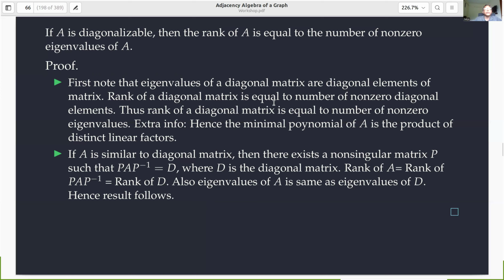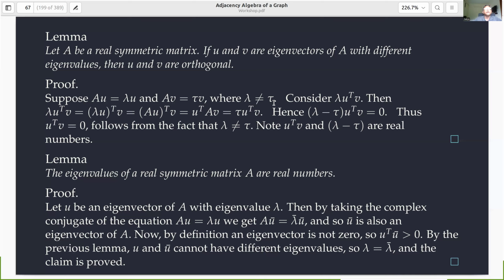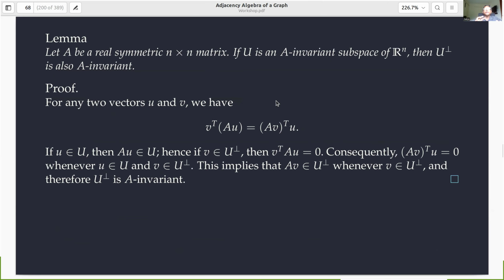The spectral theorem of symmetric matrices I've discussed already. I'm giving some lemmas, so finally that result can be proved. If A is a symmetric matrix, then eigenvectors corresponding to distinct eigenvalues are orthogonal. Further proof is given. Eigenvalues of a real symmetric matrix are real numbers. That is also easy to see. Then if U is invariant under A, then U perp is also invariant under A for a real symmetric matrix.